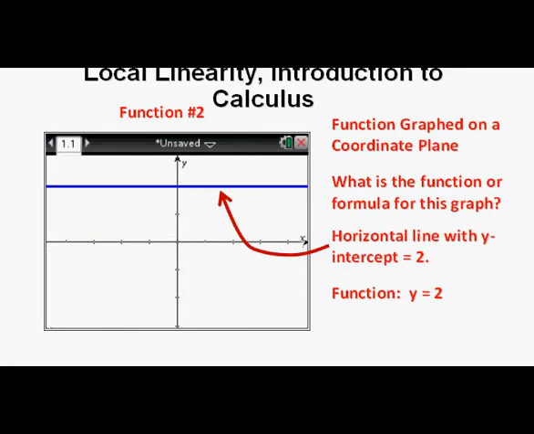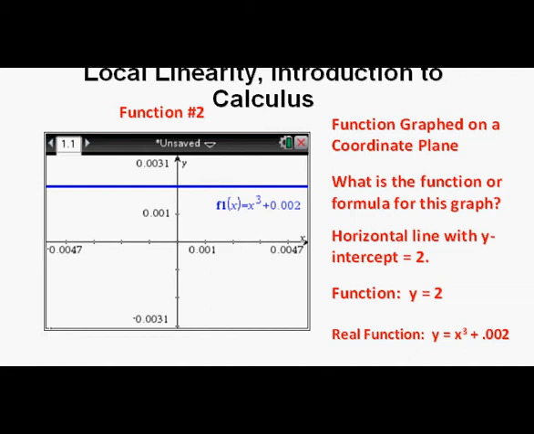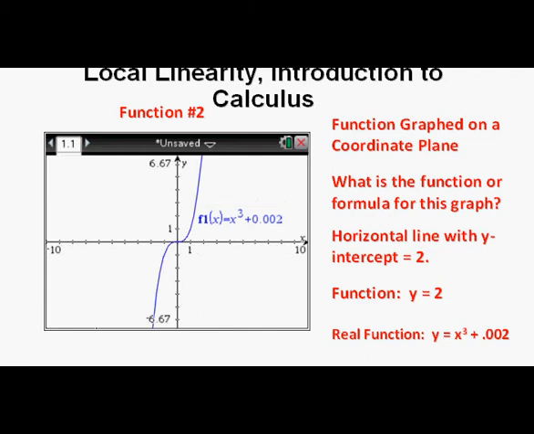Now let's take a look at function number 2, which looks to be y equals 2. The real function here is y equals x cubed plus 0.002. Here's the function y equals x cubed plus 0.002, this time seen in a standard window. The thing again making the difference in what this function looks like is the scale of the units in the coordinate plane. Up close, the function looks like a horizontal line. Viewed in a larger standard window, this function looks like y equals x cubed.